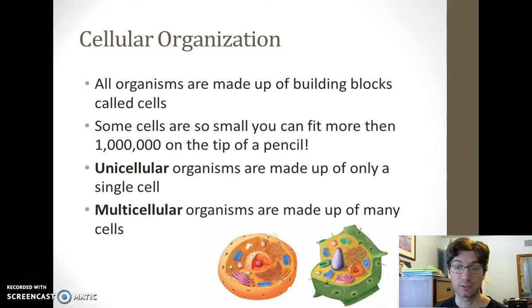Some of these cells are so small that they can even fit a million of them on the tip of a pencil. So these are very, very microscopic things. You do need a microscope to see them. For the most part, there are cells that you can see without a microscope. For example, human egg cells are visible, about the size of a period.